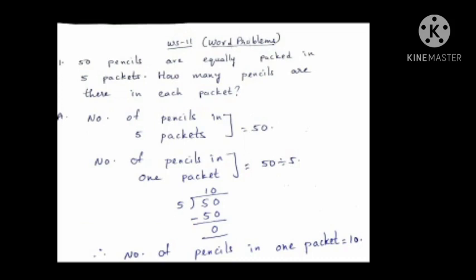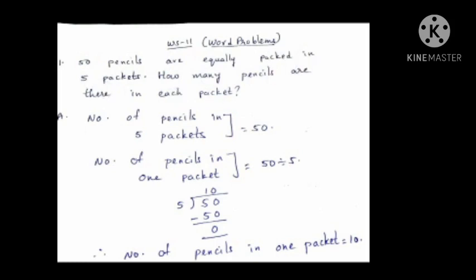Worksheet number 11, word problems. Listen to the first word problem, children. 50 pencils are equally packed in 5 packets. How many pencils are there in each packet? Once again, listen, children. 50 pencils are equally packed in 5 packets. How many pencils are there in each packet?